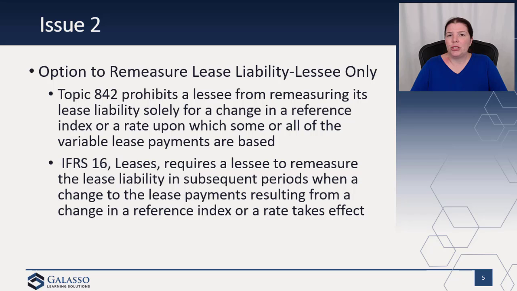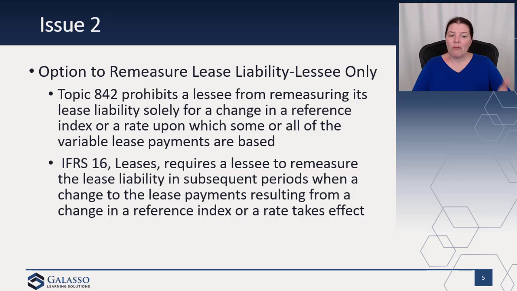The second issue here is related to options to remeasure. And again, this is now for the lessee. Topic 842 prohibits a lessee from remeasuring solely because of a change in a reference rate. So if there's something else, right, then we trigger remeasurement and we look at the reference rate, but we don't remeasure. And that was to reduce cost and complexity, honestly. There was feedback from entities that having to, every time the reference rate changed, have all these remeasurements, they were a little bit concerned about that. As a result, they actually prohibited it.